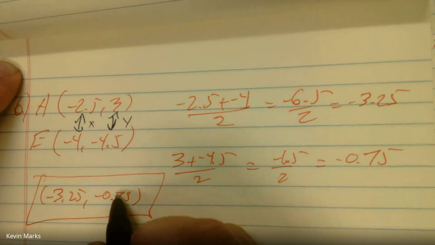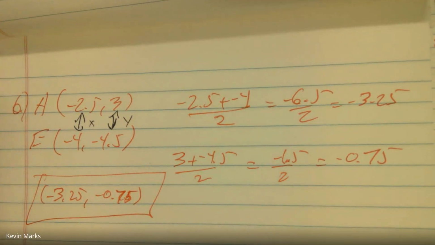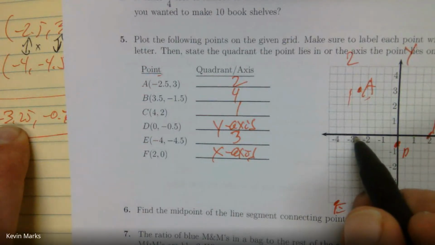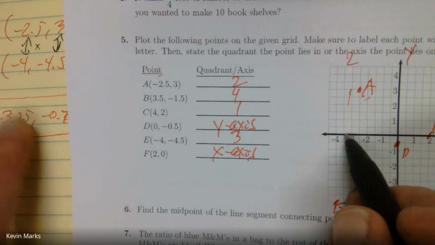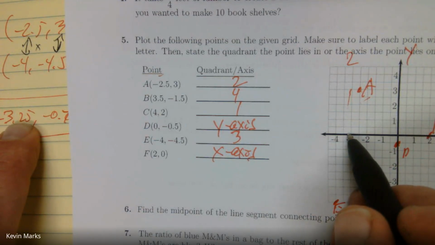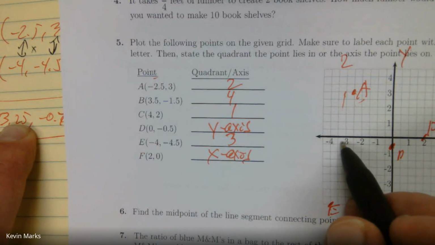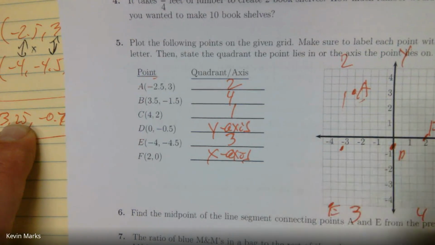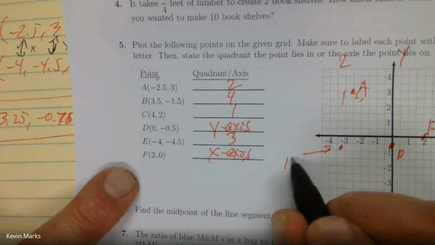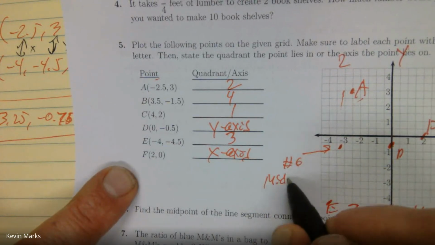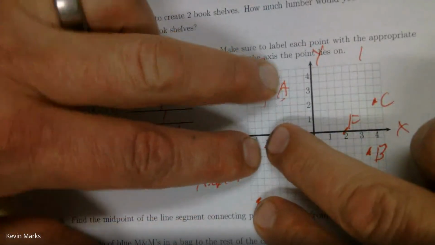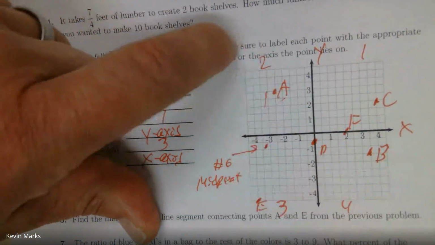So that point is your midpoint, which you can check out on the grid here, right? So I want -3.25 for my x. So -3 is here. This would be -3.5. So -3.25 would be right in the middle, right? And then -0.75 would be, this is -0.5. This is all the way down to -1. And so -0.75 would be right in the middle right there. That's your number 6 midpoint. Which is good because if you look at that, it looks like it's smack dab in the middle between A and E. It's right in the middle there. Right on.